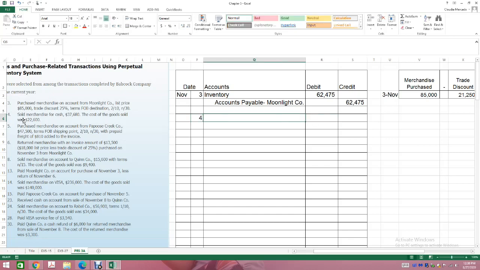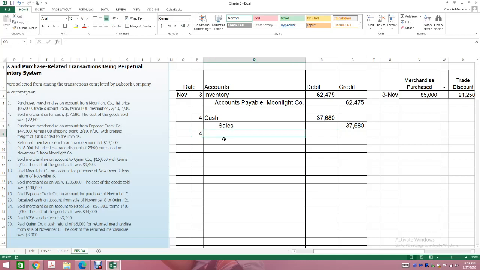Okay. So it says it sold merchandise for cash. So what did we receive? We received cash. Okay. What did we do to receive that cash? Well, we had a sale. Okay. So we're going to have sales. And the amount is 37,680. That is how much cash we actually received. That's how much we're going to record in our books as a sale. Okay.